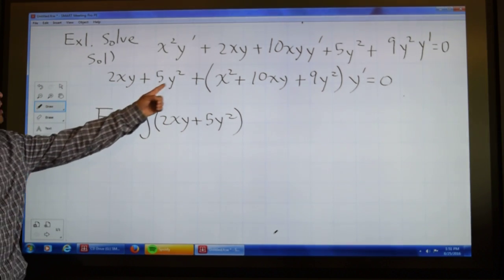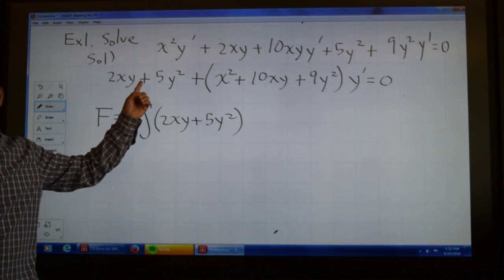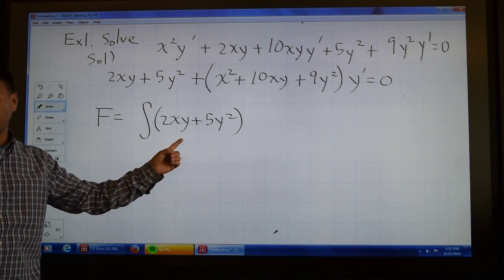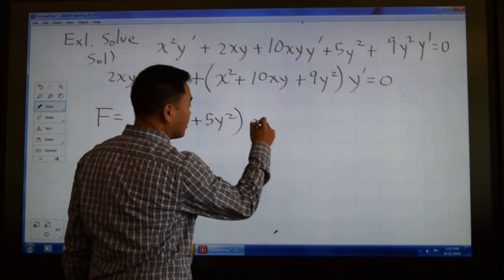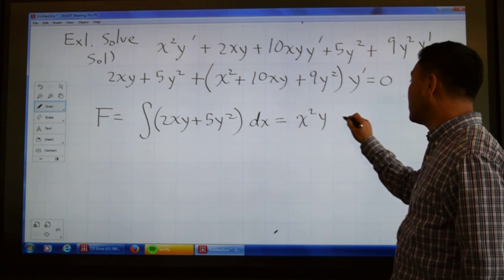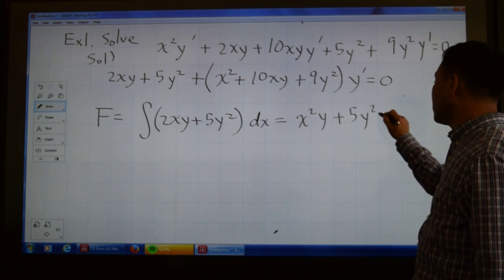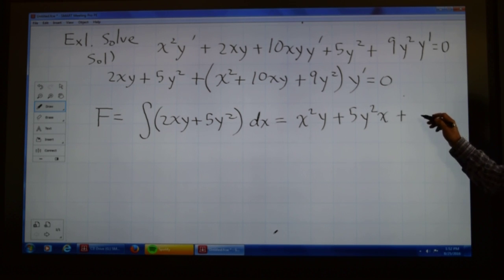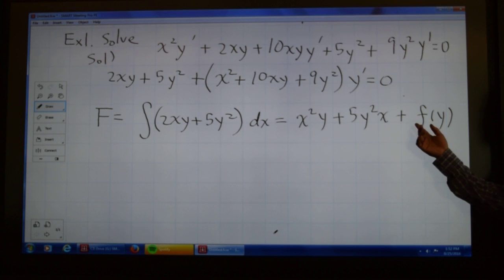If this is obtained by doing a partial differentiation with respect to x, to recover your f, what should you do? Integrate by x. So you get x squared y, 5y squared x, and then plus some function of y. Now, instead of plus c, I'm putting a function of y.